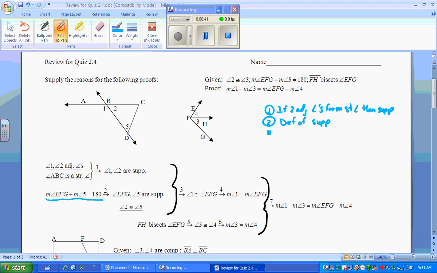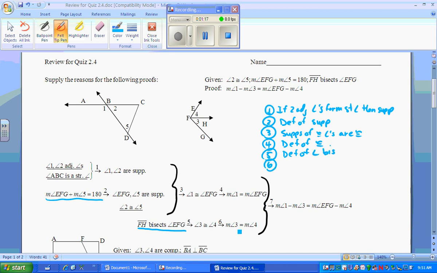Actually adds equal 180. Number 3, we took these three. This is not substitution. This is supplements of congruent angles are congruent. 4, we went from congruent to equal, so that's definition of congruent. 5, we went from the bisector, which was given, to 3 and 4, so we got definition of, look for it, it's angles, so angle bisector.